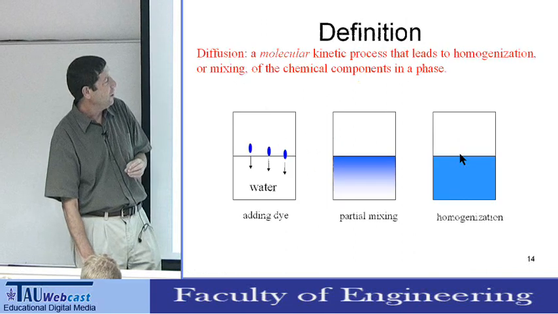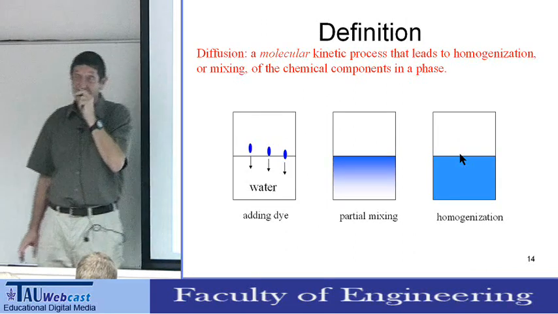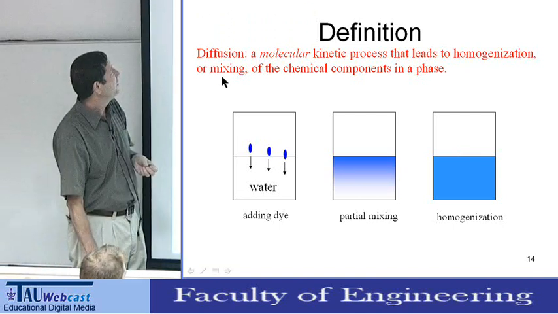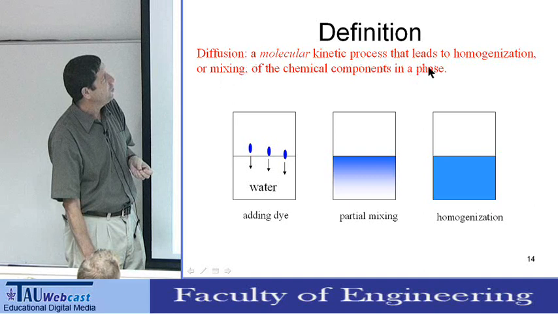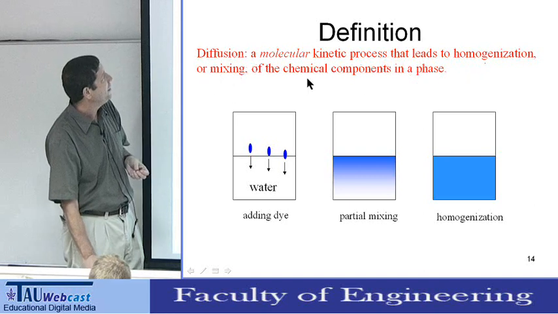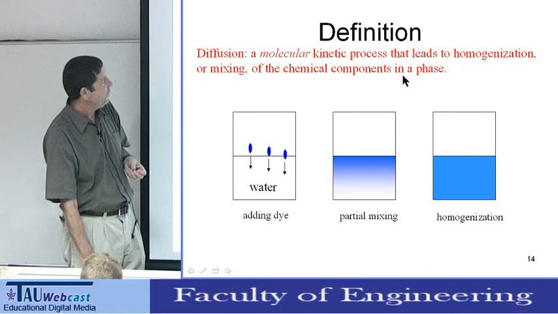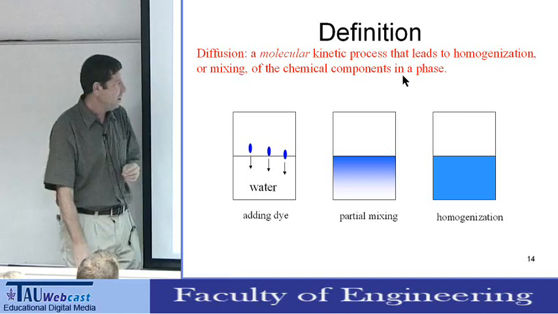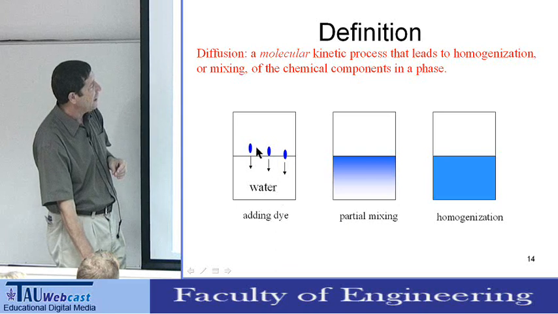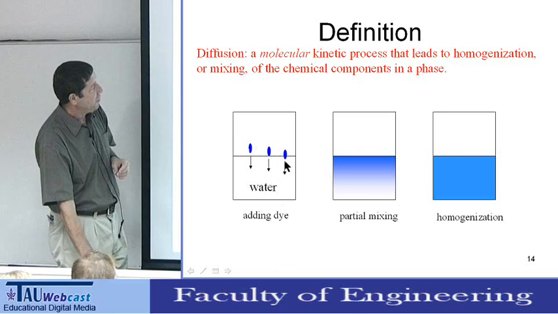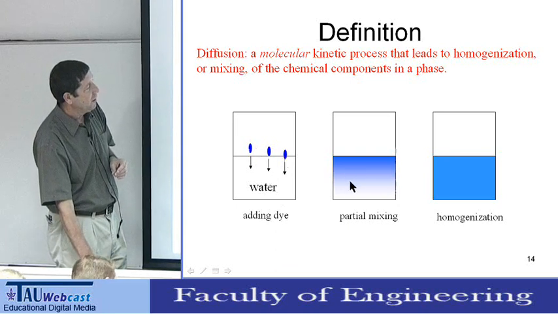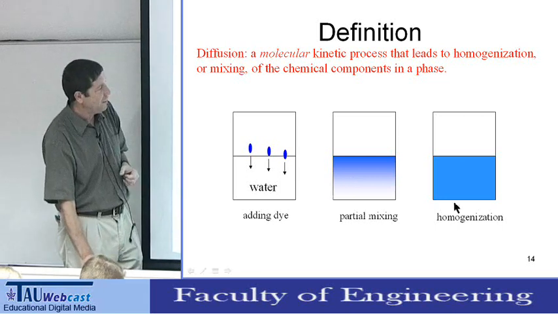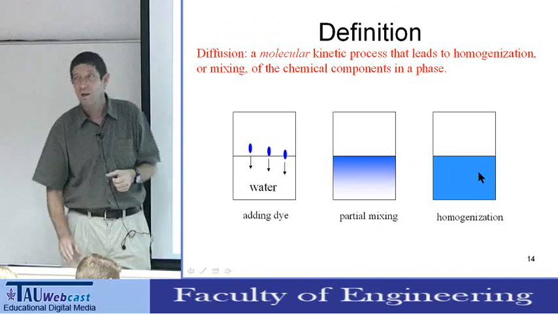So, diffusion in solids. To understand diffusion in solids, I explained to you first that diffusion is a molecular kinetic process that leads to homogenization or mixing of the chemical component in a phase. The diffusion occurs in the same phase. It can be in water, like when you add dye to water. If you have high concentration of dye here, the dye is slowly diffusing into the structure, and you have a partial mixing, and in the end it is homogeneous.